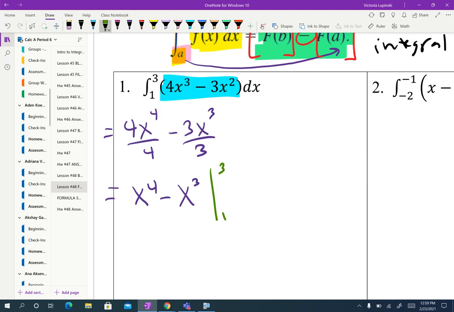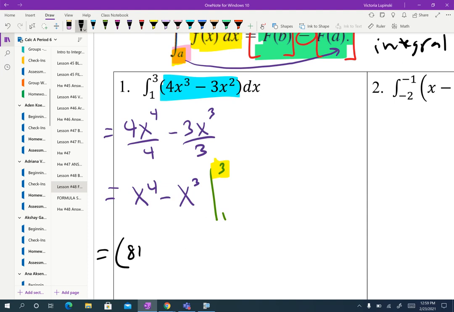So again, according to the fundamental theorem of calculus, after you have integrated it, you're going to start by plugging in the top number, which is 3. So in this equation, after you integrate, everywhere there's an x, you're going to put a 3.